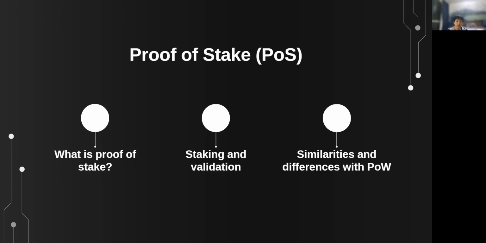However, in proof of stake, security comes through validators coming to a consensus, not through competition, but coming to a consensus in order to actually validate blocks. So what does staking look like from one person's point of view?